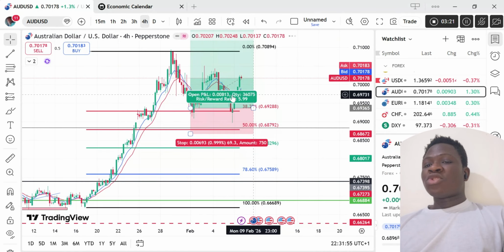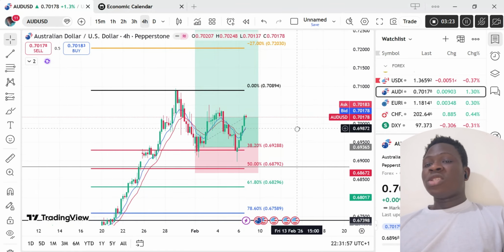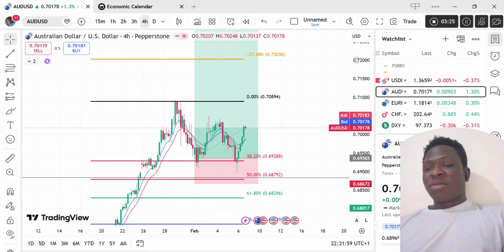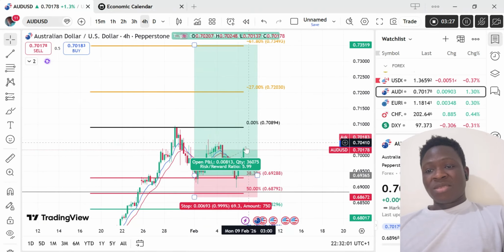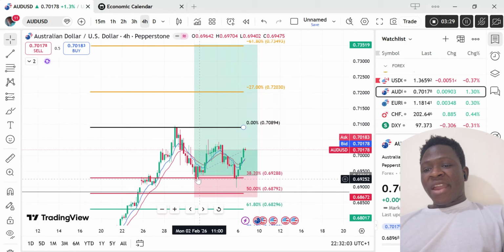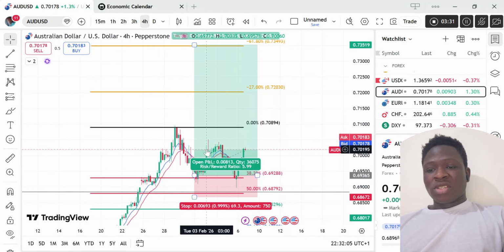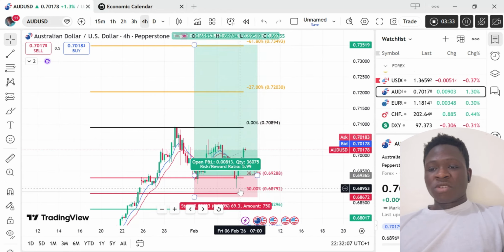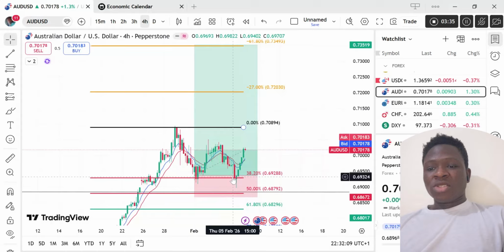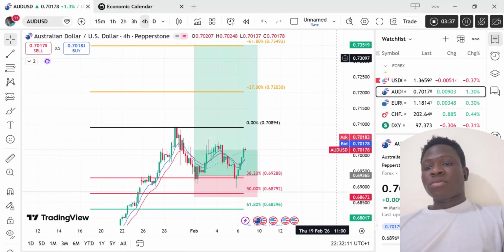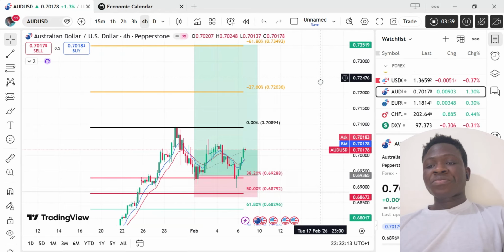And the last trade I took was AUD USD. Now, as you can see, I'm still in this particular trade. I entered right here. It went in profit, came back down for a retracement, the double bottom. So I feel like it should push up. That's what I feel.